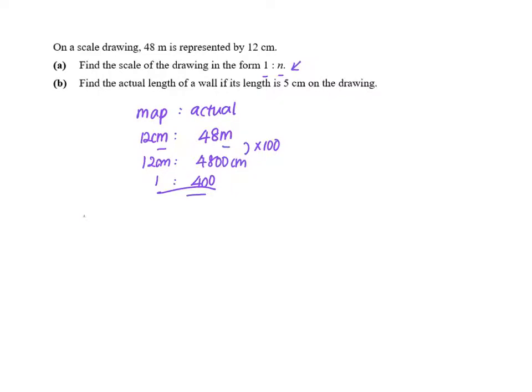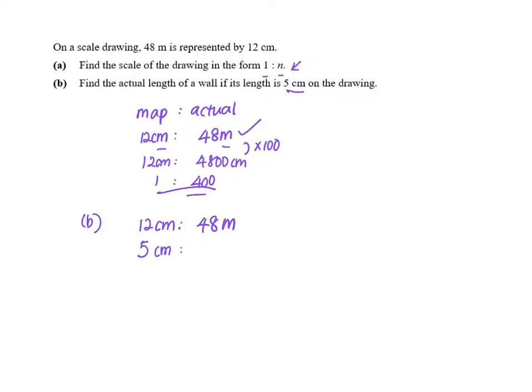Okay. Part B, now find the actual length of a wall. If the length is 5 cm, they want the actual length. Do you think I will want the actual length in terms of cm or meters? Meters better, right? Because they never say which one must be. So in this case, I will just use what is given in my question. The map is 12 cm. The actual is 48 meters. They asked me to find 5 cm.